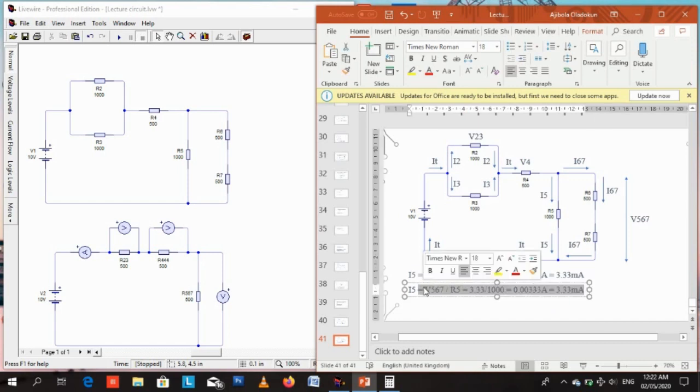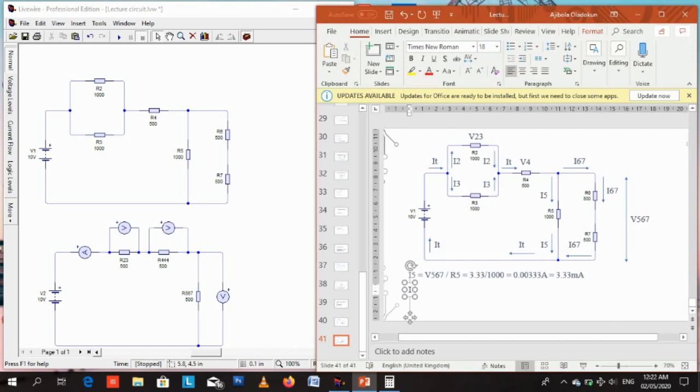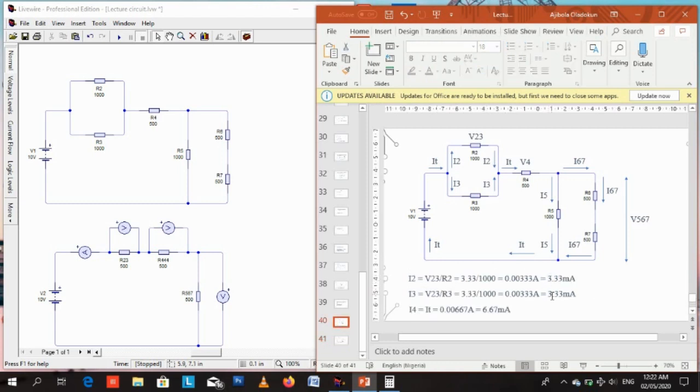Now R67 came out of IT, so let's start from I2 plus I3. Remember that IT split into I2 and I3. The total current split into I2 and I3, and then at this point it joined back together. So I2 plus I3 will give us IT, because initially the total current split into I2 and I3. If you add them back together, it will give you total current, as we've seen before.